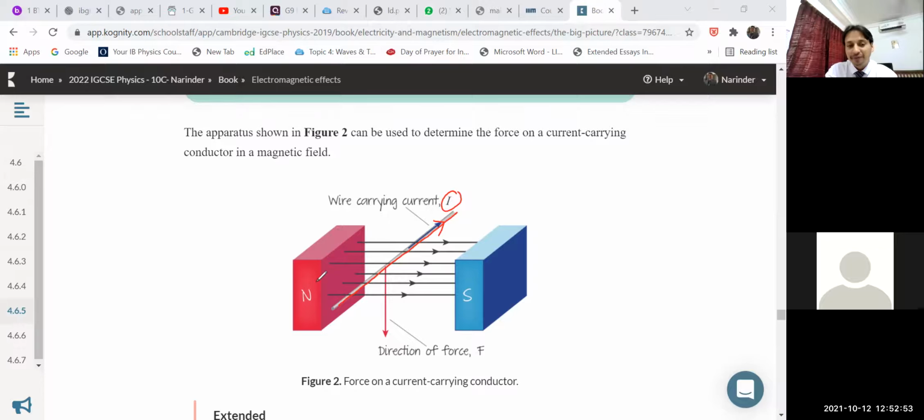Where is the magnetic field? Magnetic field is produced with the help of the bar magnet. North and south pole is there, and the magnetic field lines move from the north to south. These are the direction of the magnetic field lines. And now children, we have to find the force.